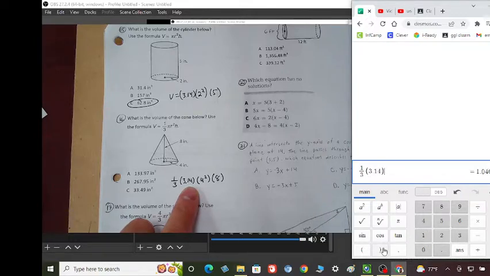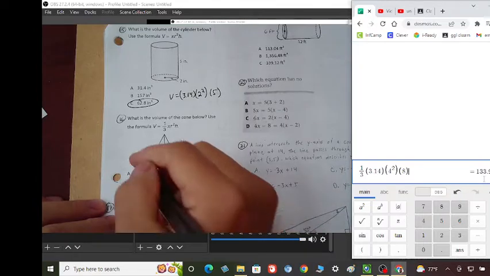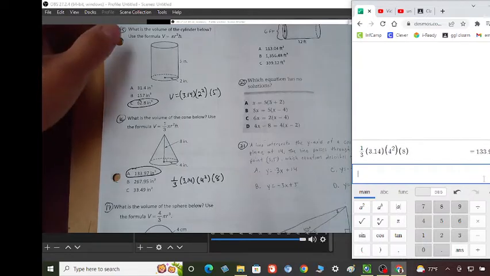Okay, times 4 squared. So I'm going to open up another parentheses. 4 squared. Close the parentheses. Times 8. And that gives me 133.97, and I see that is option A. Okay, let's go ahead and do the next one.